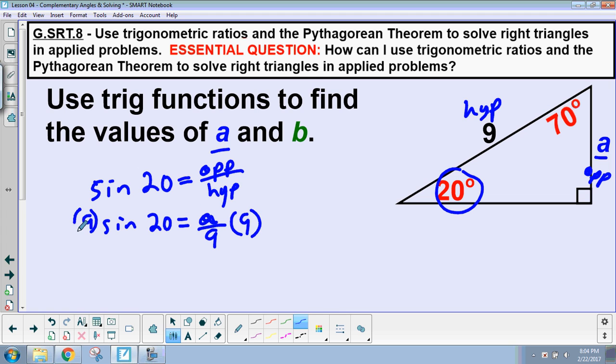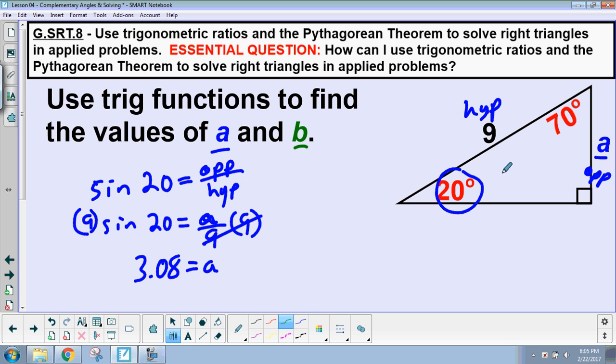I am just going to get my calculator here and go 9 times sine 20, and I get 3.078, but that 7 is going to round, so 3.08. I'm going to change colors to green for B. Again, I'll try to leave these up. I'm going to leave the colors up here just to distinguish the difference.